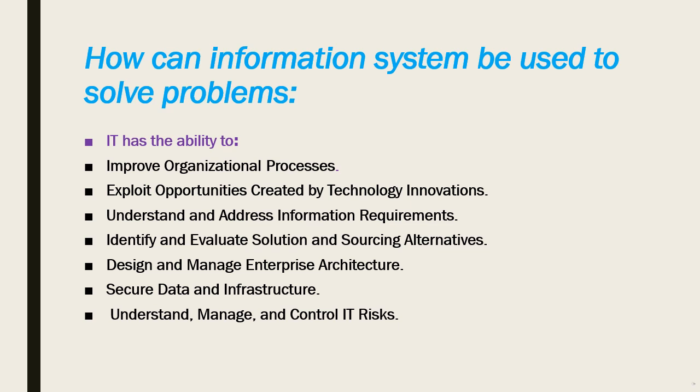How can information systems be used to solve problems? IT has the ability to improve organizational process, exploit opportunities created by technology innovations, understand and address information requirements, identify and evaluate solution and sourcing alternatives, design and manage enterprise architecture, secure data and infrastructure, understand, manage and control IT risks.